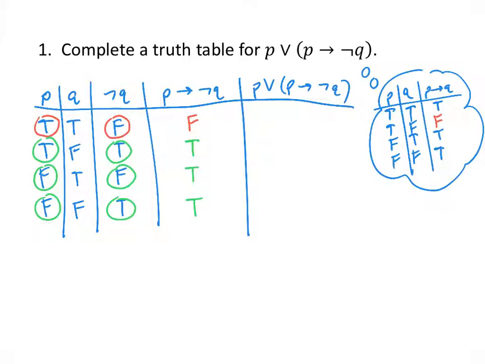So that's how we fill in that column. And now for the final column we have P or (P implies not Q). In the first row we have true or false, which is true. In the second row we have true or true, which is true, false or true, which is true, and false or true, which is true. So we get trues all the way down. And that's what our truth table would look like.